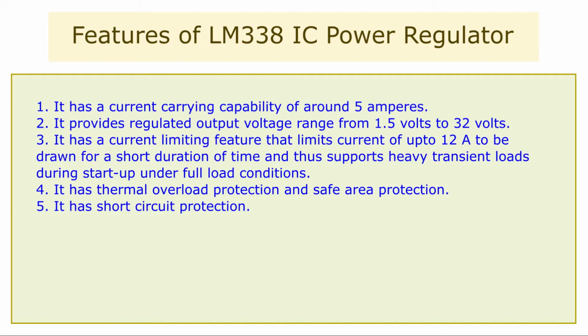The features of the LM338 power regulator IC are as follows. 1. It has a current carrying capability of around 5 amperes. 2. It provides a regulated output voltage range from 1.5 volts to 32 volts. 3. It has a current limiting feature that allows current of up to 12 amperes to be drawn for a short duration of time, and thus supports heavy transient loads during startup under full load conditions. 4. It has thermal overload protection and safe area protection. 5. It has short circuit protection.